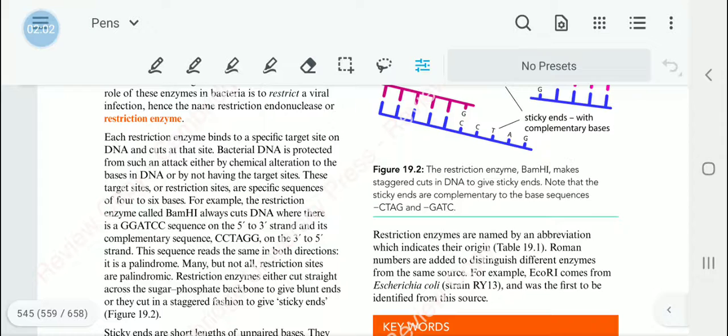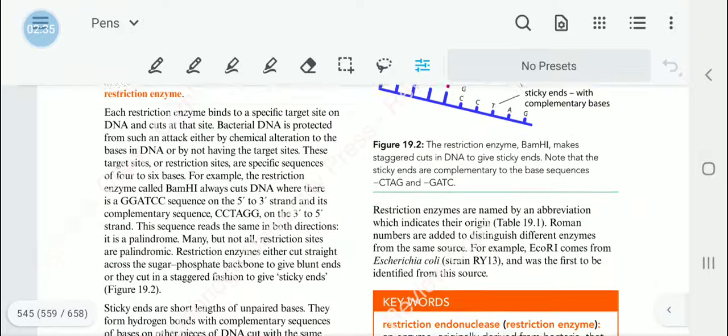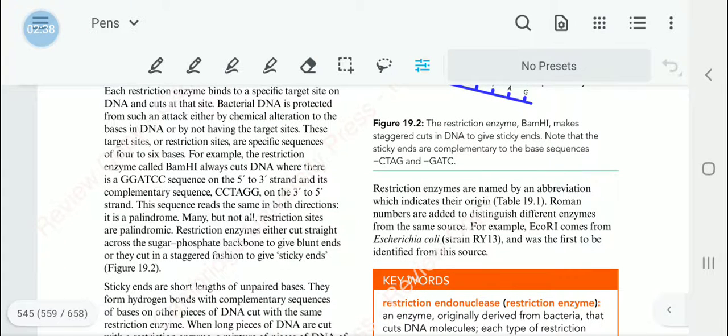The restriction sites or target sites are specific sequences of 4 to 6 bases. For example, BamHI is an enzyme. This restriction enzyme will cut the DNA when there is a GGATCC sequence on the 5' to 3' strand, and its complementary sequence CCTAGG on the 3' to 5' strand. Because these read the same from both directions, we call it a palindrome. Many of the restriction sites, but not all, are palindromic.